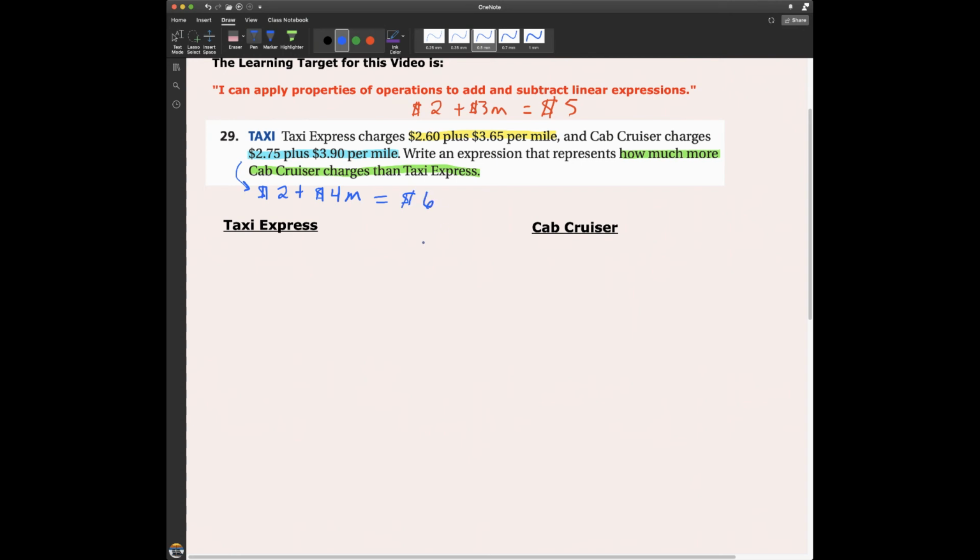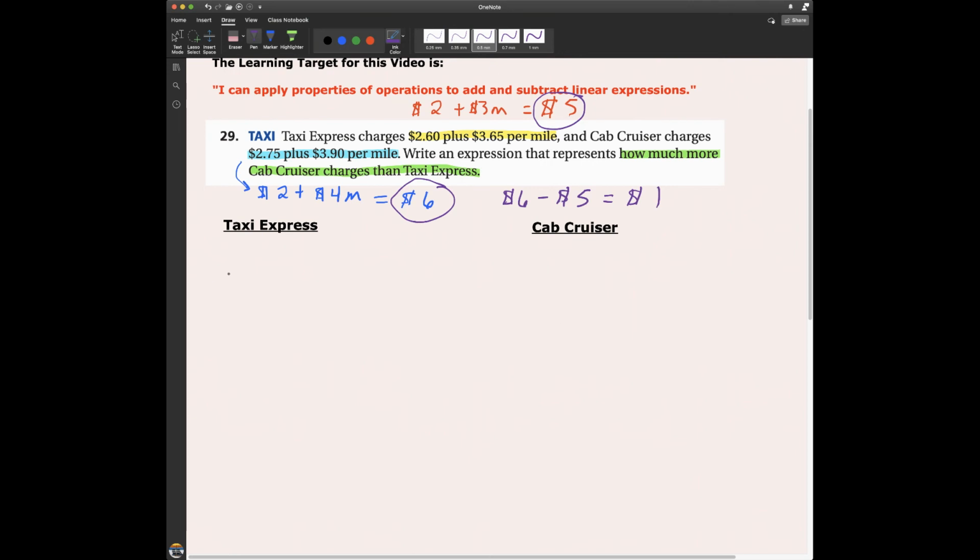So how much more does cab cruiser charge than Taxi Express? And to figure that answer out, we're going to take this number and subtract this number. So we'll take $6 and subtract $5 from it. And this tells you how much more cab cruiser charges than Taxi Express just to go 1 mile. Okay, you'll pay an extra dollar. All right, so we're going to use this strategy to help us to solve the more complicated problem. All right, so let's get started.